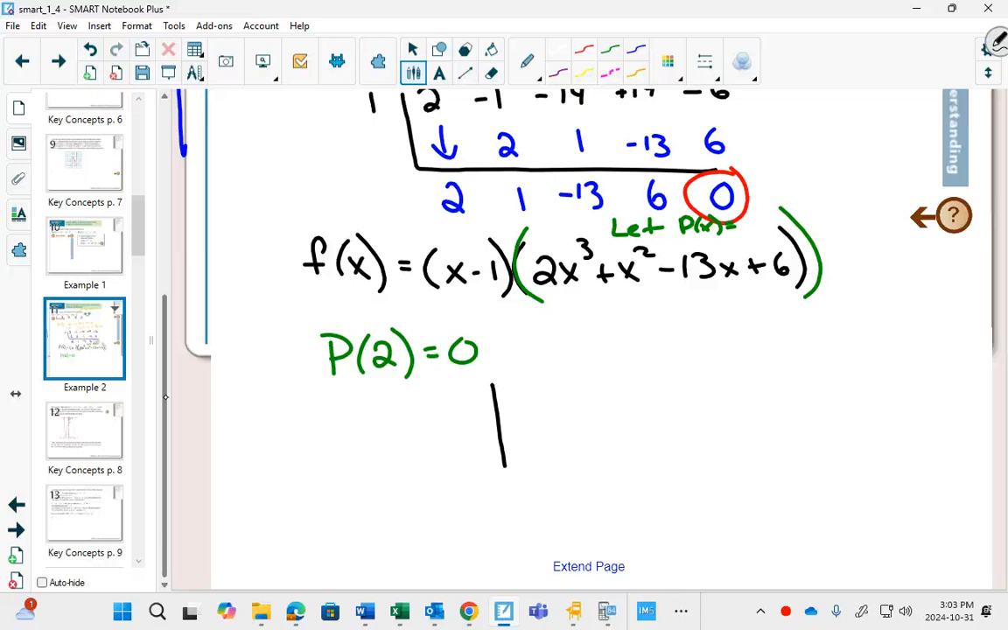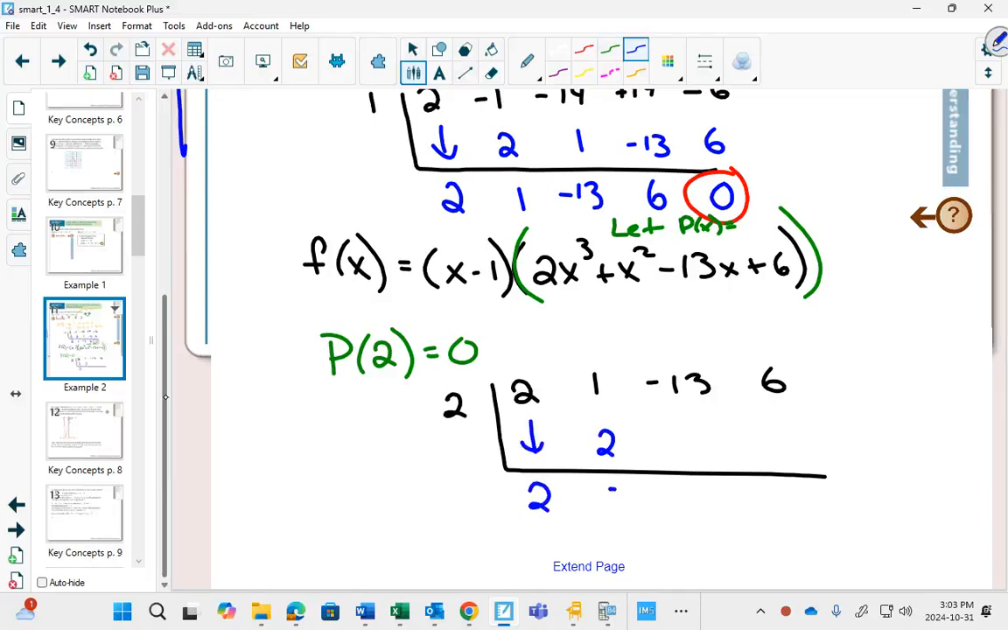So now, synthetic division with this. 2, 1, negative 13, 6. I think that p of 2 equals 0, which would make x minus 2 a factor, which means I'd put a positive 2 out in front. Bring the first number down. Multiply. Add. Multiply. Uh-oh. This isn't going to work.